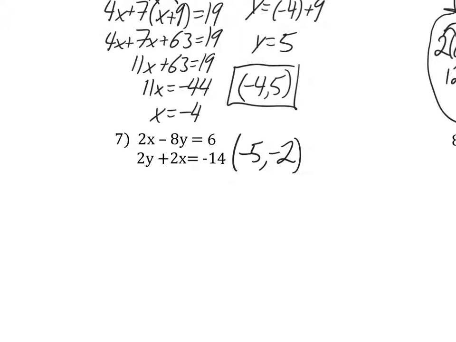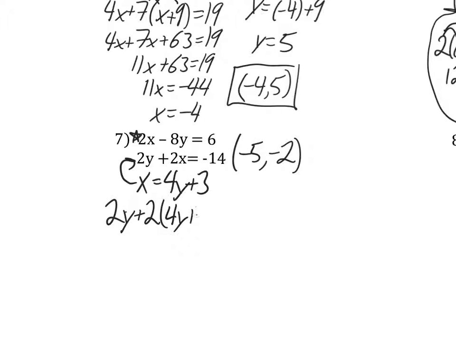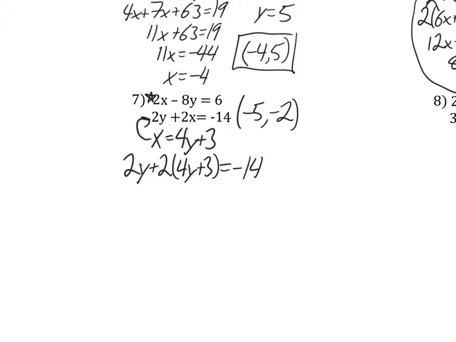What I'm going to do first is I'm going to solve this top one and get x by itself, just because I feel like that'll be the easiest. So I have to divide everything by 2. So I'm going to have x equals 4y plus 3. Okay, now that I have that, I'm just going to take this, plug it into this equation. So I have 2y plus 2 parentheses 4y plus 3 equals -14.